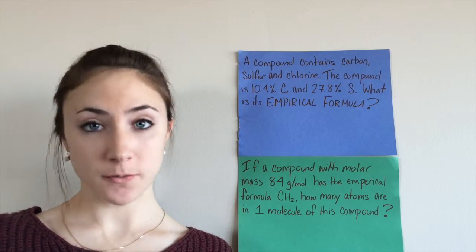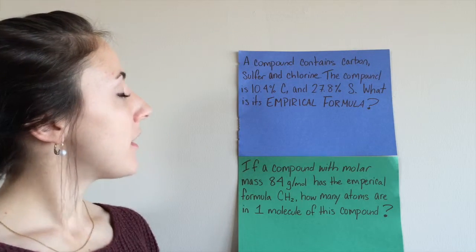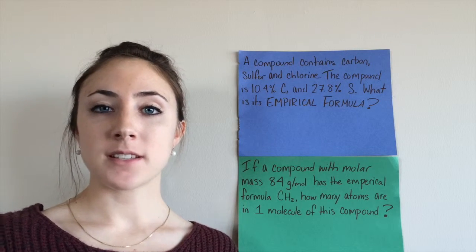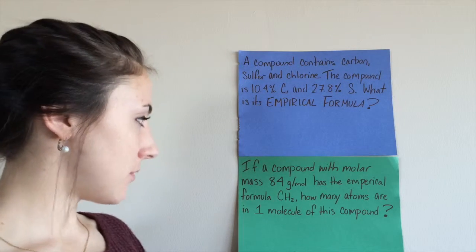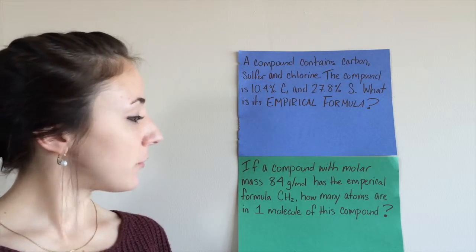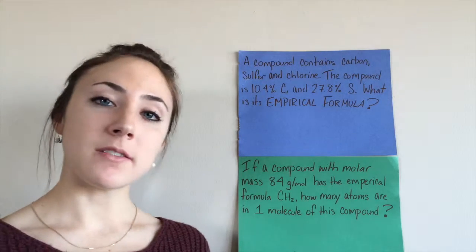Let's practice number 2. A compound contains carbon, sulfur, and chlorine. The compound is 10.4% carbon and 27.8% sulfur. What is its empirical formula? And number 2, if a compound with molar mass 84 grams per mole has the empirical formula CH2, how many atoms are in one molecule of this compound?